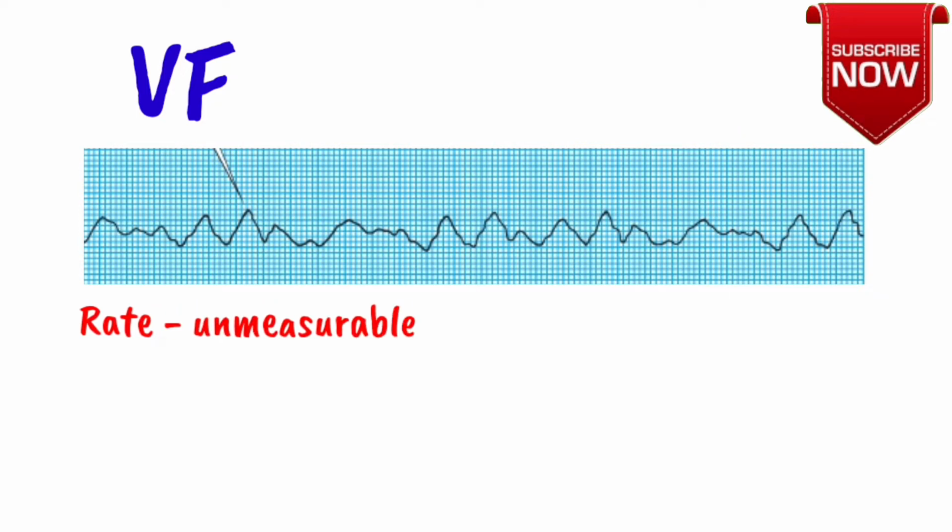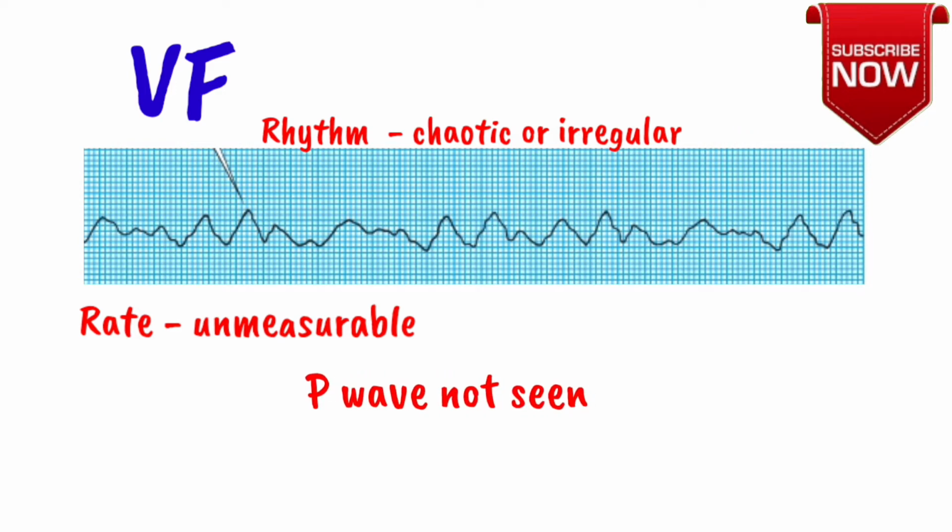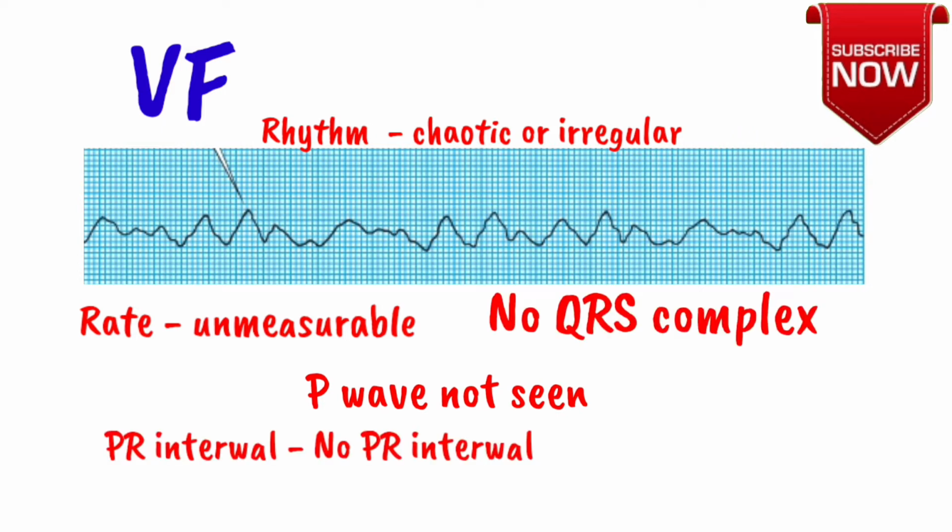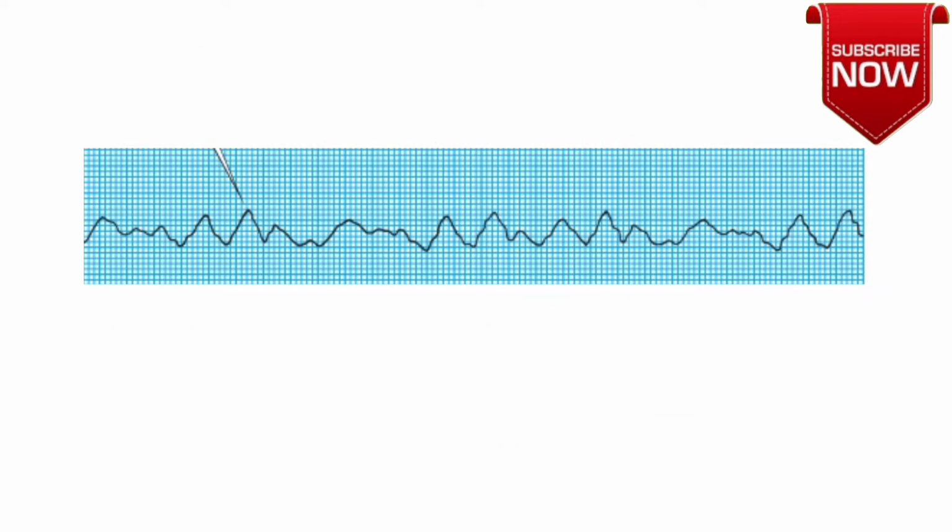In ventricular fibrillation or VF, rate is unmeasurable, rhythm is chaotic or irregular, P wave not seen, no PR interval and no QRS complex. Ventricular fibrillation is due to multiple foci firing simultaneously in the ventricle and depolarizing them irregularly and without an organized pattern. Ventricles do not contract.